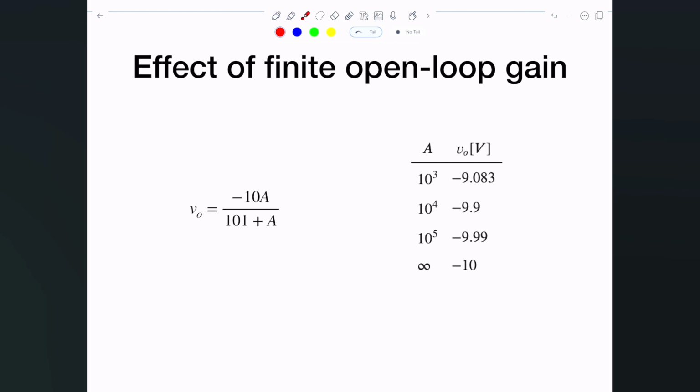Typically speaking, we just assume that A is infinity in ideal cases, and in practical applications you'll see it's pretty large. I think in the data sheet we've seen in a previous video it was about 200,000, so it's very, very close to infinity.